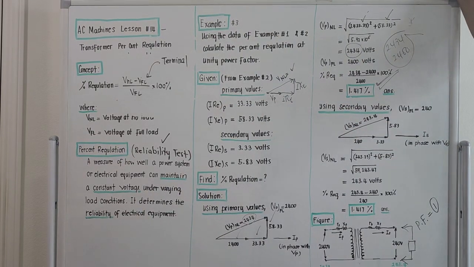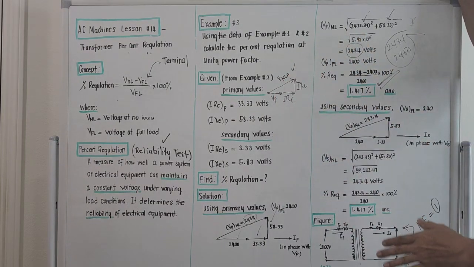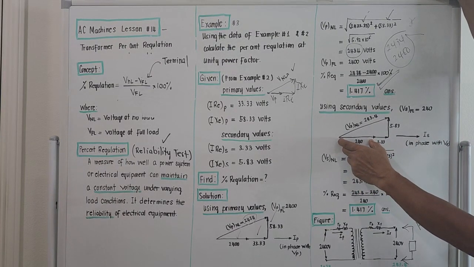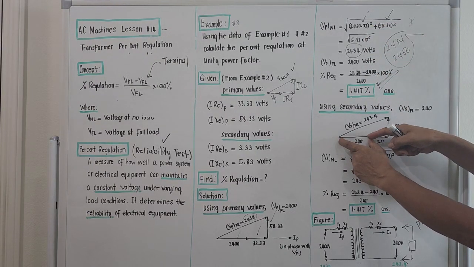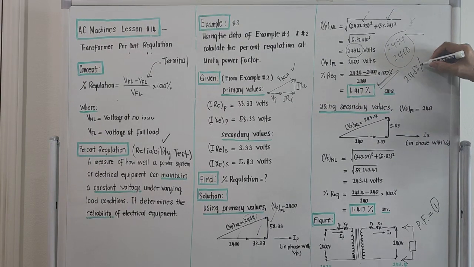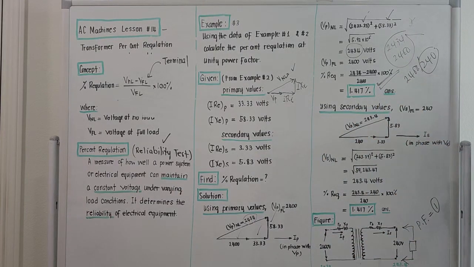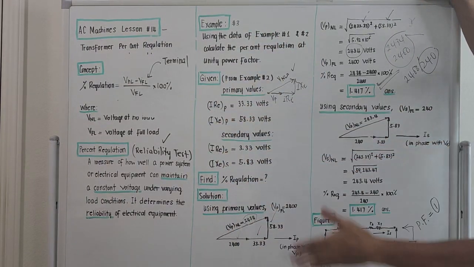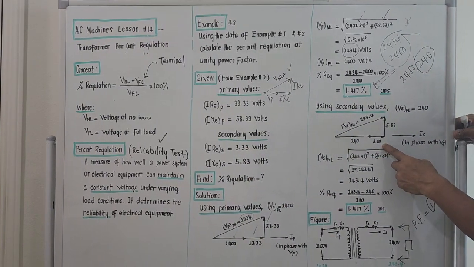For the secondary solution, it's the same. It's just that the values are divided by the ratio of transformation. So using the secondary values, this portion here is not 2400. It should be 2400 divided by the ratio of transformation, which is actually 240, because our transformer has a rating of 2400 over 240. So we are now on the secondary side. On the secondary side, this is 240, and the IR drop due to the resistance is 3.33.